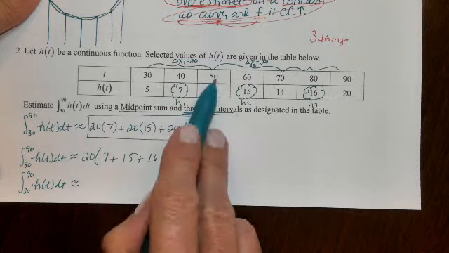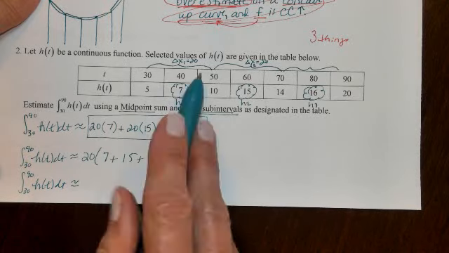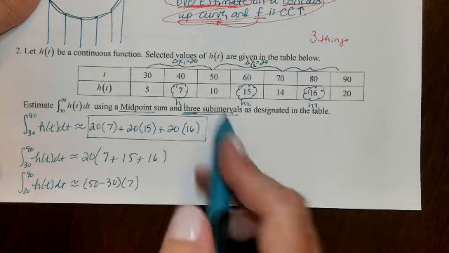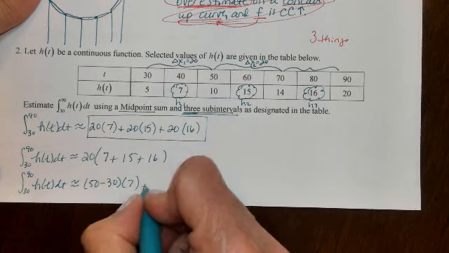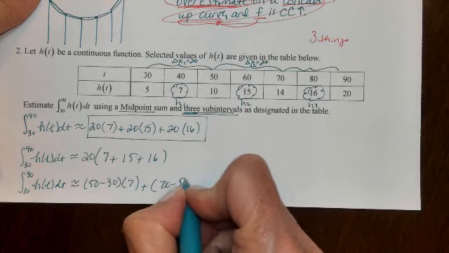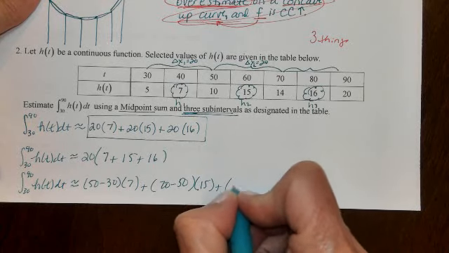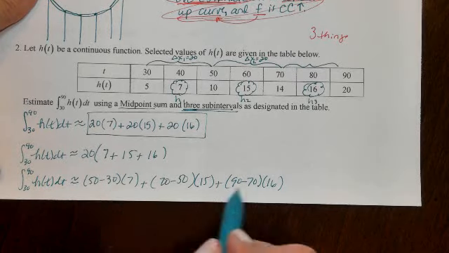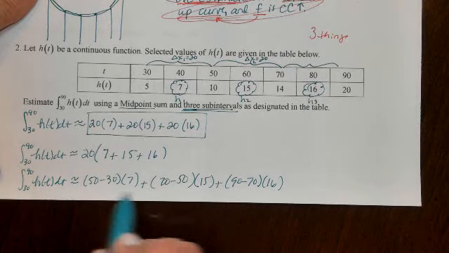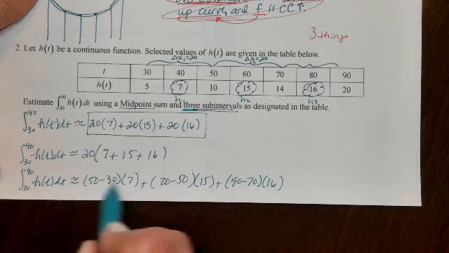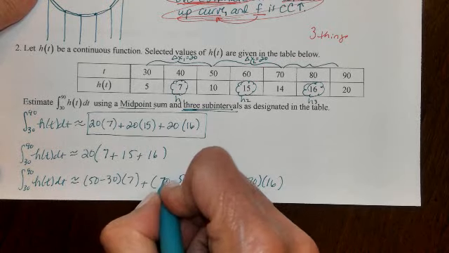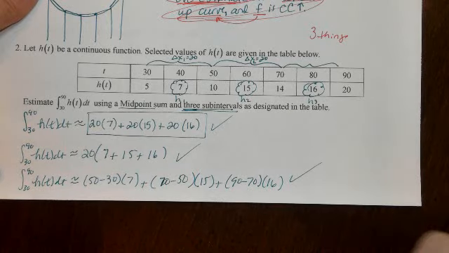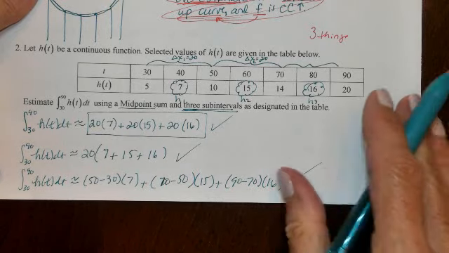is right here, instead of writing 20 times 7, you could have written 50 minus 30 times that 7. That's how we got that first 20. Plus 70 minus 50 times 15 plus 90 minus 70 times 16. I don't know that I have any students who would write it like this, but when I've graded AP exams, I have seen people write it like that. You don't have to write it like this though. All 3 of these get full credit for both the form and for the approximation.